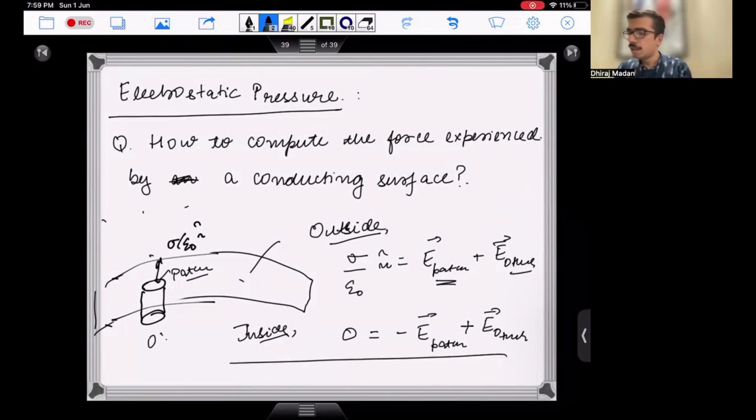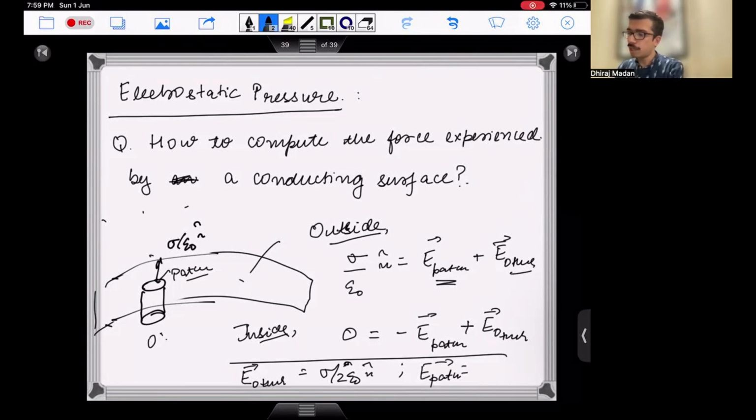So now if I average this out, this E other, which I'll now compute, will be sigma over 2 epsilon naught n cap. I add these two equations, I get 2 E other is sigma over epsilon naught n cap. So E other, the electric field due to all charges other than this patch, is going to be sigma over 2 epsilon naught n cap.